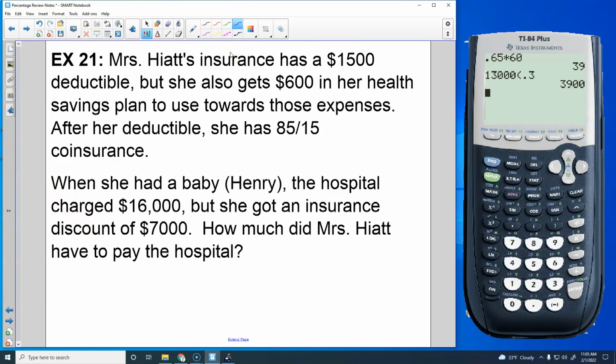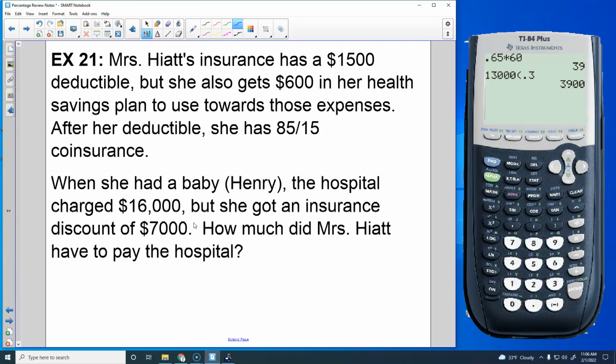The way the insurance worked whenever I had Henry is I had a $1,500 deductible, but I also got $600 in my health savings plan. So there was already $600 in the savings plan that I could use towards that. And then after that, it was $85.15. When I had Henry, the hospital charged $16,000. This is for a regular birth. I did have an epidural. There was no C-section. Pretty straightforward, no complications or anything. A lot of times, if they had just billed me, it would have been $16,000. Insurance a lot of times negotiates a discount.